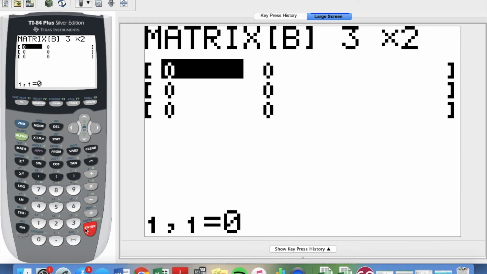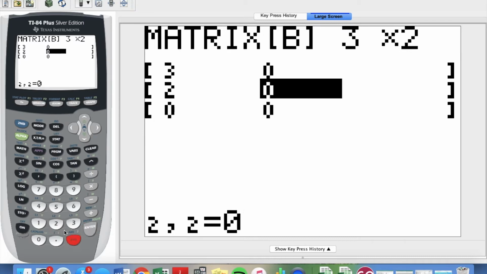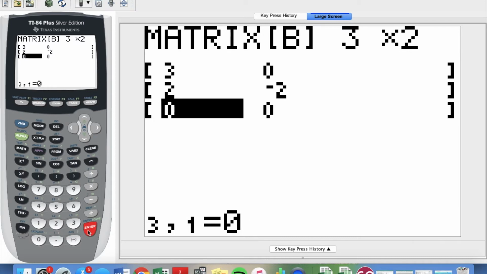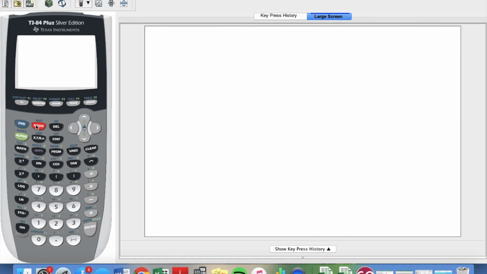The first row was 3, 0, so 3, and then 2, -2, so 2, -2, and then 2, 0, 2. And then I have to quit out of here, so second mode.